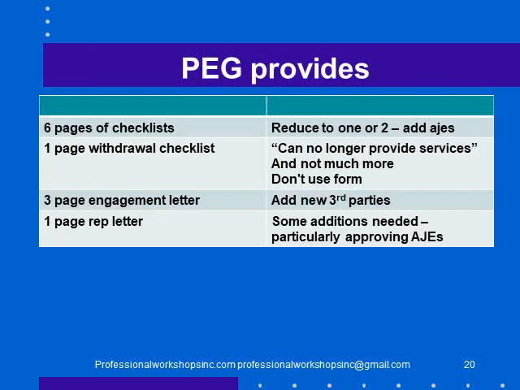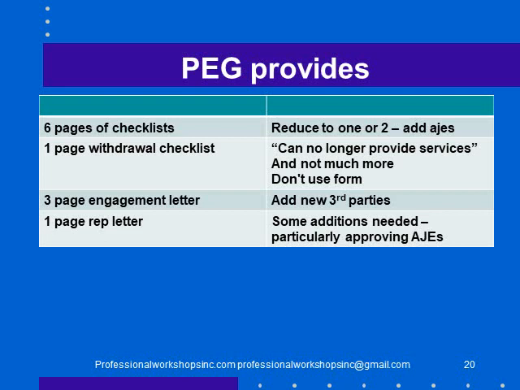So, as I said, PEG provides 6 pages of checklist. I think you could drop all of that down to 1 or 2 pages and incorporate it into a single checklist. There's a 1-page withdrawal checklist. I think you can reduce that to a question in the single checklist: have we decided that we need to withdraw and can no longer provide services, and if so, advise the client? I think I would get rid of that form and incorporate it into the one above.